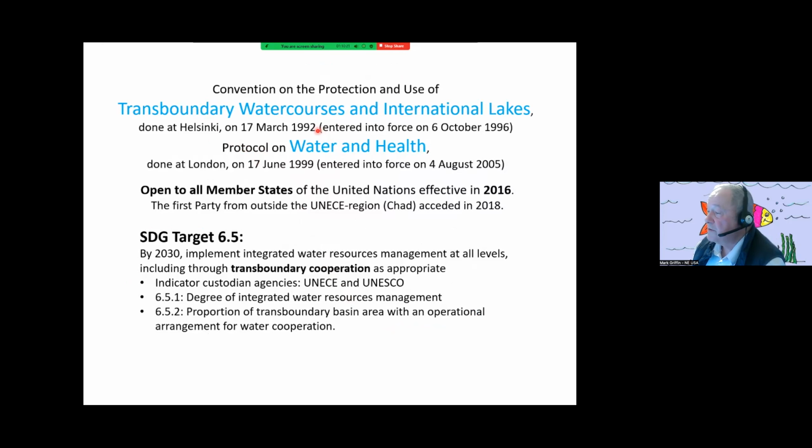Transboundary waters was adopted by UNECE in '92, but jumping ahead, in 2016, it became the global system for transboundary watercourses and international lakes. The protocol, in the beginning, they forgot to add, what are we doing for water and sanitation and health? So they've added that. And they're just saying, who's got it?